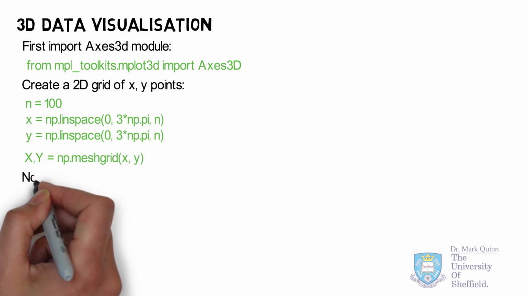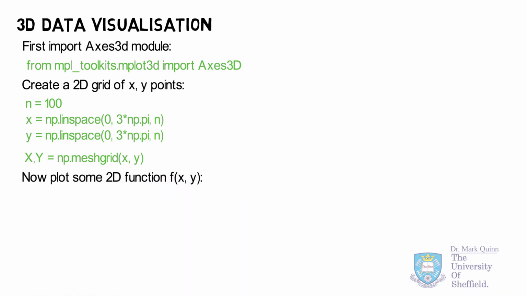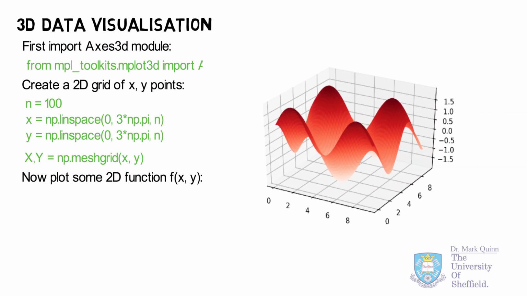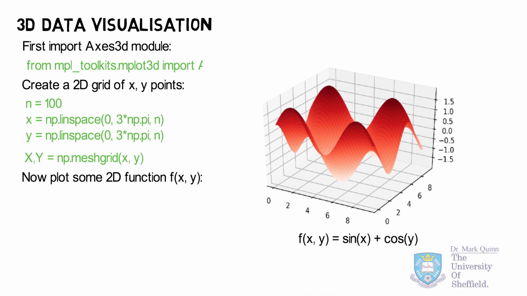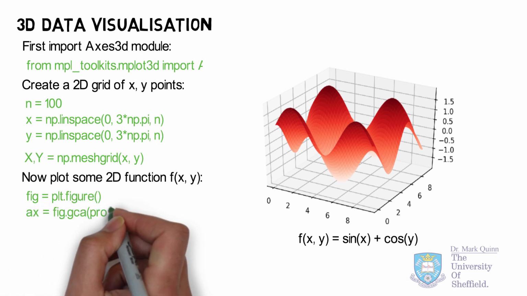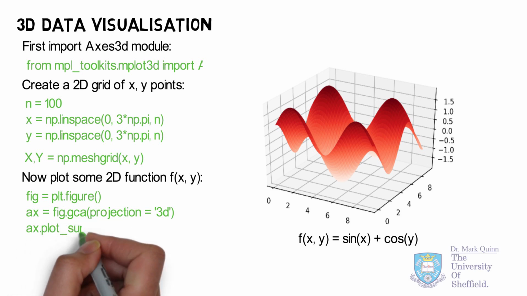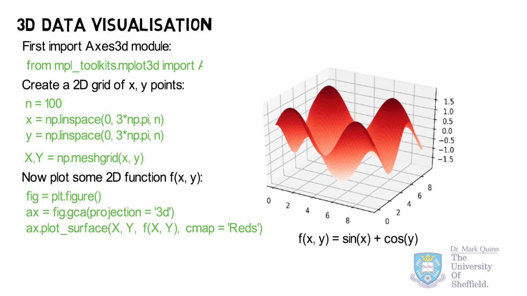Afterwards, we can then provide the uppercase x and y mesh grid points to any function of our choosing. In this case, the function we'll use is sine x plus cosine x. Once we have our function defined, next we want to initiate a new figure with some handle fig. We'll also make an axis handle from the getCurrentAxis command. This axis handle we're going to set with some projection equals 3D. And using this axis handle, we're going to call plot surface command, which we use to visualize the 3D data. In this command, we can also define the color of the 2D surface as red.